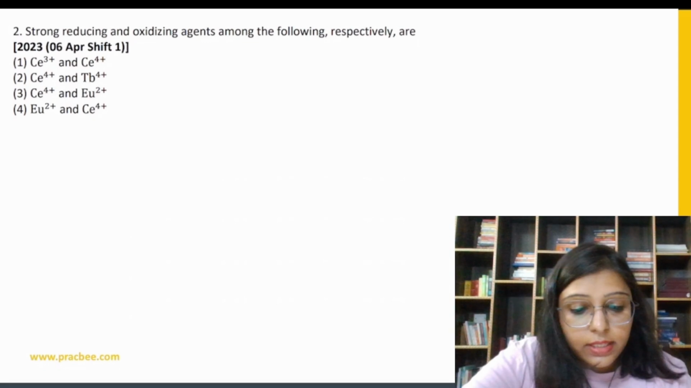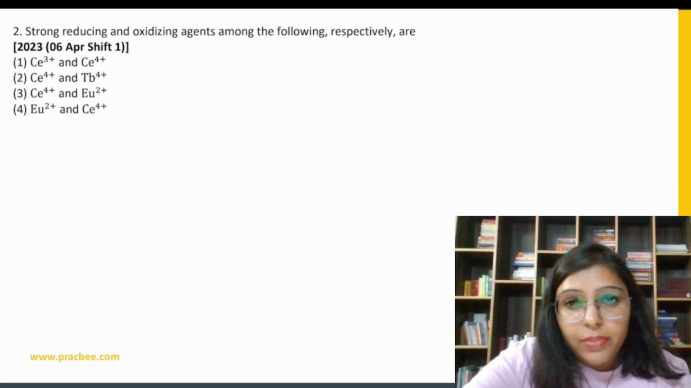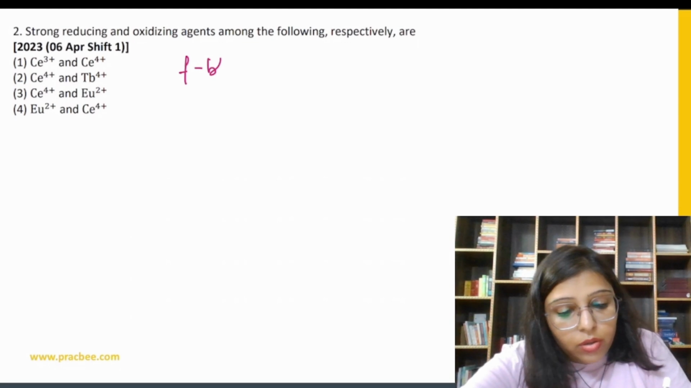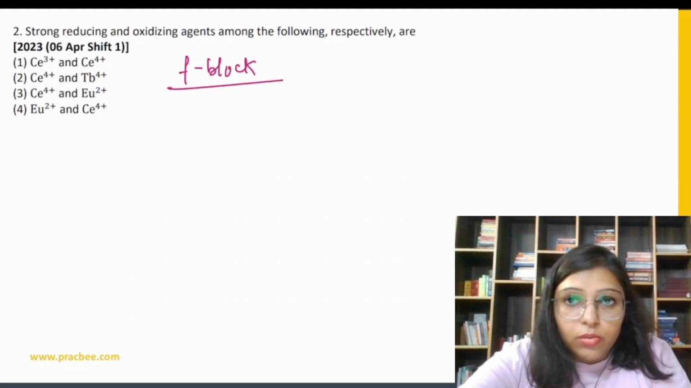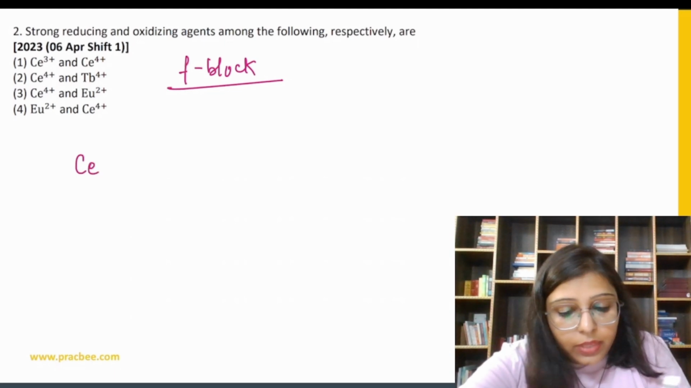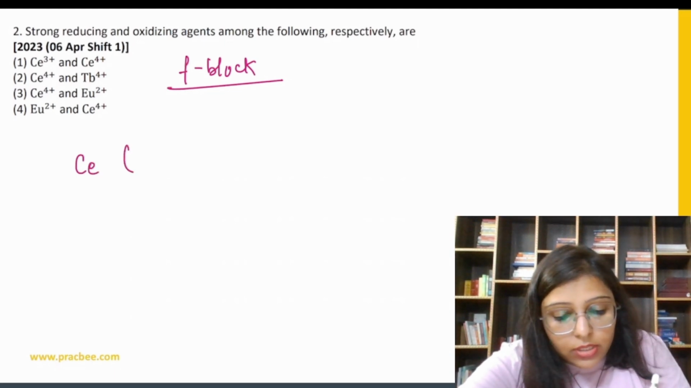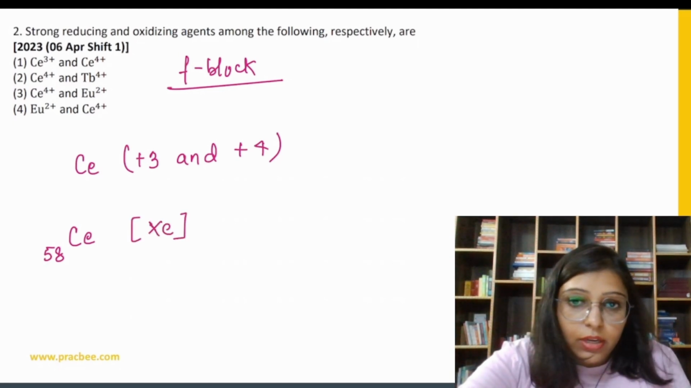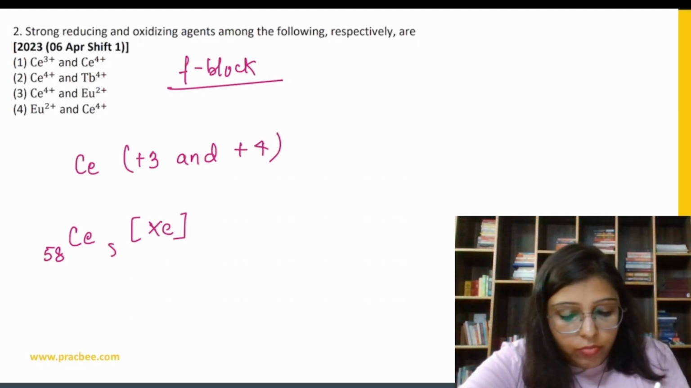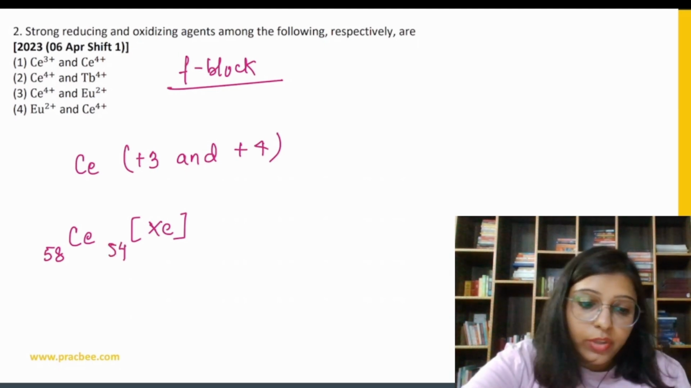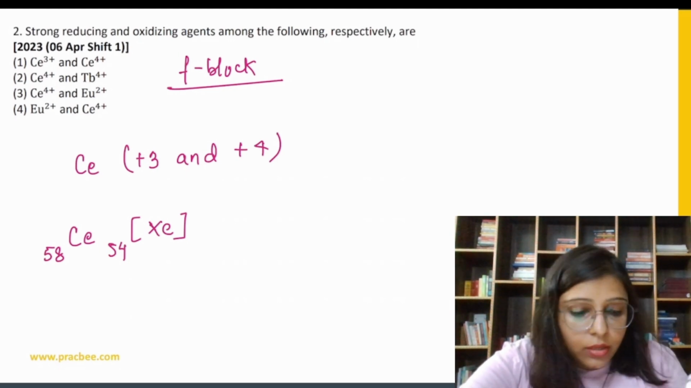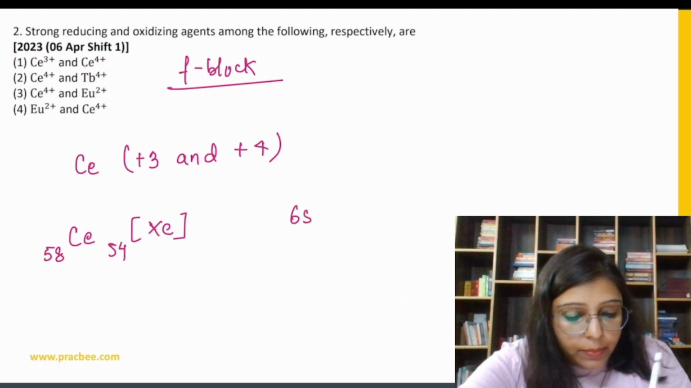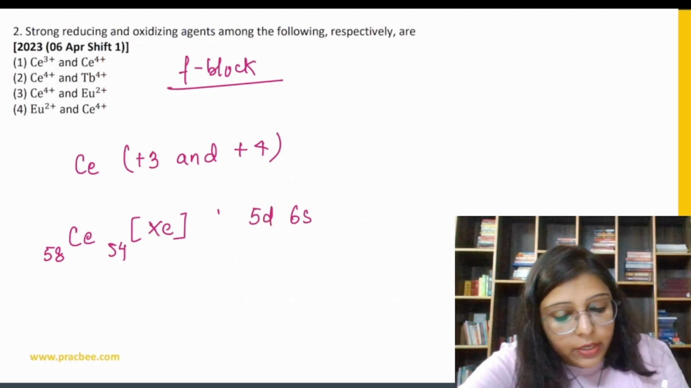Strong reducing and oxidizing agents among the following, respectively, are. Basically, this question is also part of the F block. So you should know that cerium can exist in +3 oxidation state and +4 oxidation state. What is cerium? Cerium atomic number is 58, and if I write down the electronic configuration, it is going to be xenon. Xenon is 54, and xenon belongs to the fifth period. So the valence shell is 6s 6p, then the penultimate shell 5d, and then the anti-penultimate shell 4f.